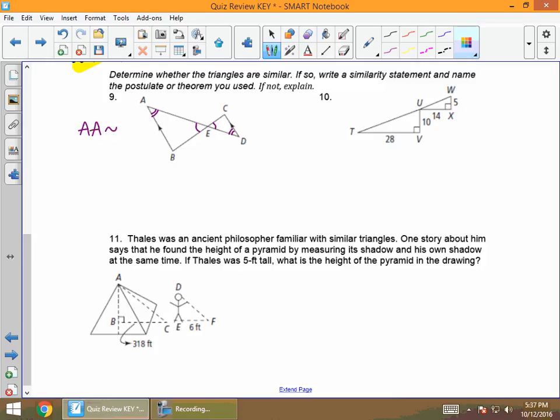So it wants us to write a similarity statement. So here we go. Triangle, name it however you want. So I'll go ABE is similar to triangle. Angle A is the same as angle D. Angle B is the same as angle C. And angle E is the same as angle E. So triangle ABE is similar to triangle DCE. Number 10.